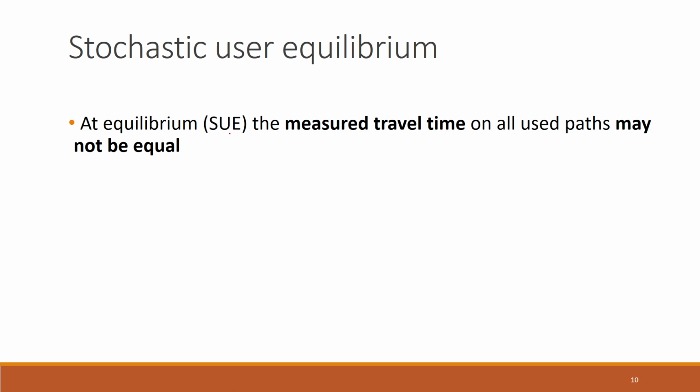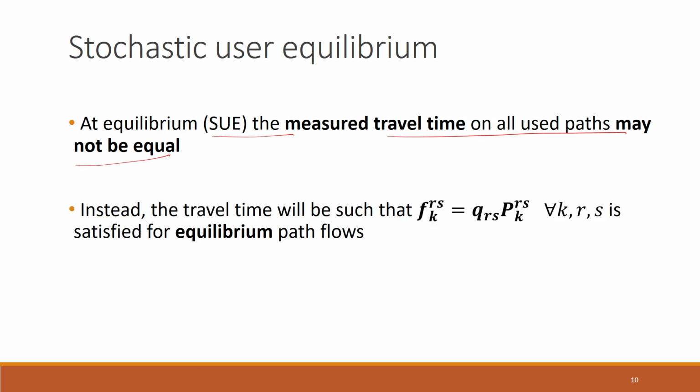Now at the equilibrium, the measured travel time on all the used paths may not be equal. This is just one thing to keep in mind. The measured travel time on all your used paths may not be equal, because people will be making the decisions based on the perceived travel times. Some people might perceive this path to be shorter, or some might perceive that one to be shorter, and based on that they will make their decisions. Instead, the travel time will be such that this condition always holds.